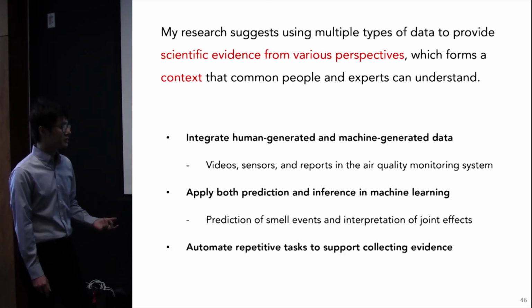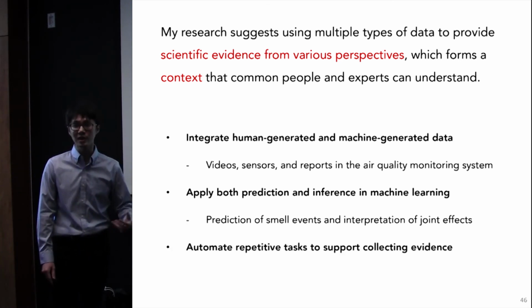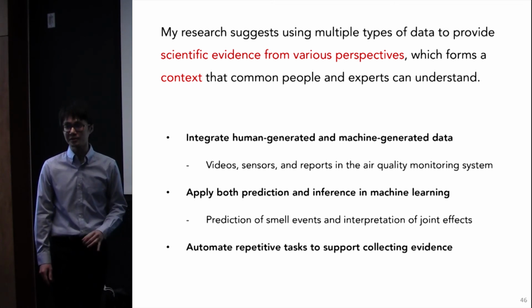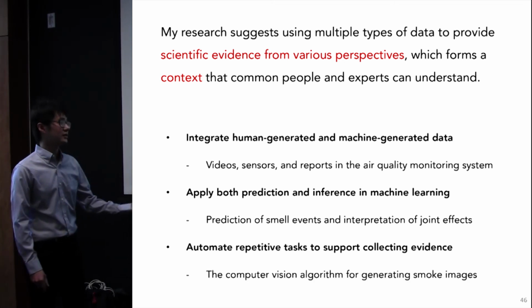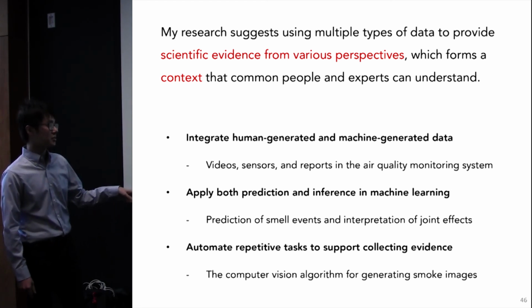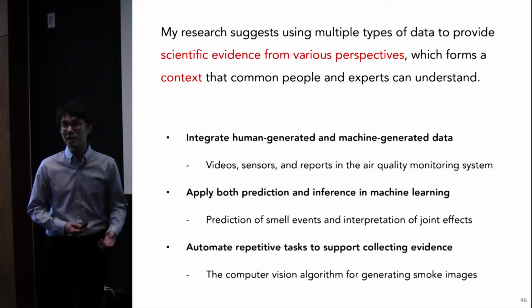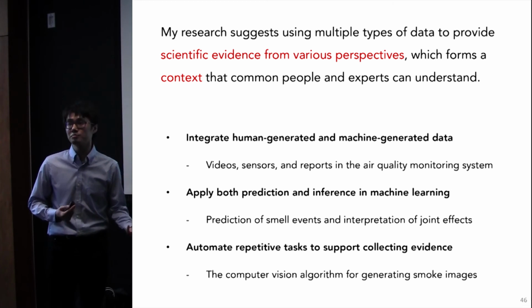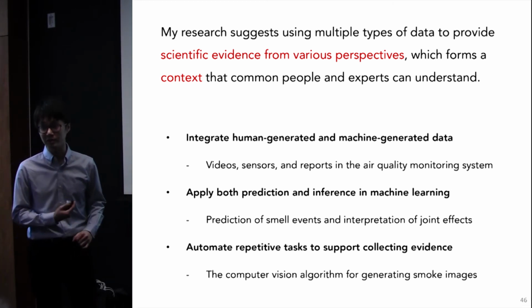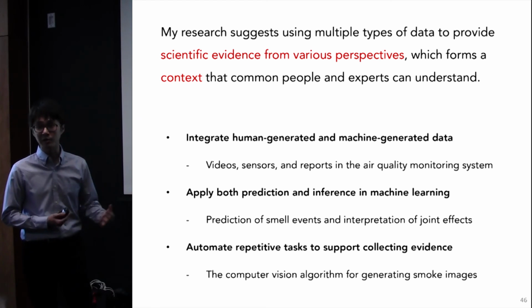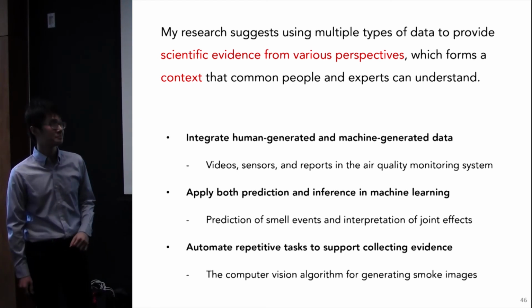The third one is to use computer vision or some other ways to automate the tasks when people are collecting the evidence. And that's actually in the air quality monitoring system. It's impossible, or maybe not impossible, it's really difficult to collect all the evidence by looking at all the images. Somehow we can automate this and speed this up.